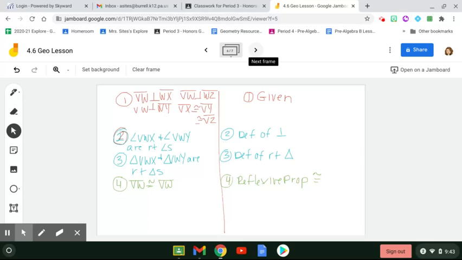So I can then say by hypotenuse leg, and I'm just going to abbreviate that as by HL, I can say that triangle VWX is congruent to triangle VWY. And I also can say with similar reasoning that triangle VWY is congruent to triangle VWZ.